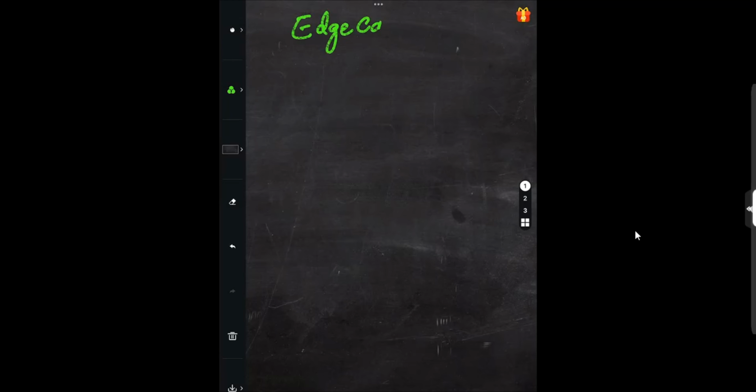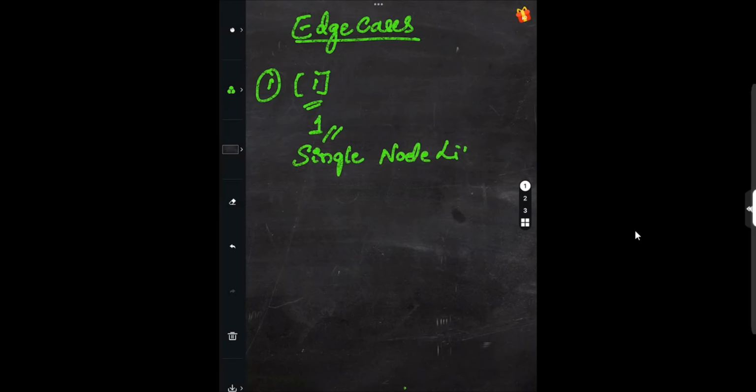Now let's discuss the edge cases. The first edge case is the single node list. Let me consider the input 1. Here the output will be 1 as well. Why? We have only one node here, so no reordering is required at all. The output will obviously be 1. This is the first edge case.